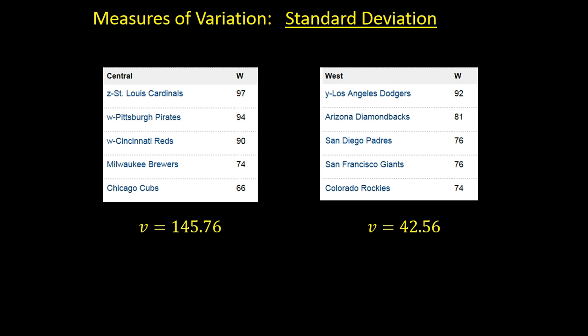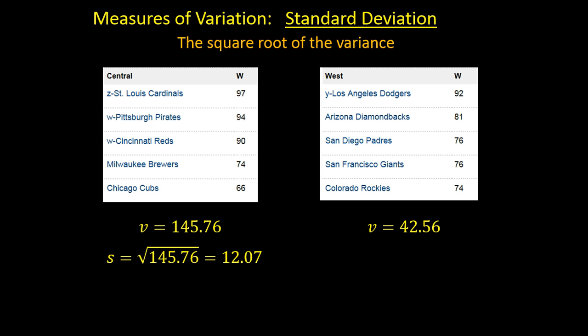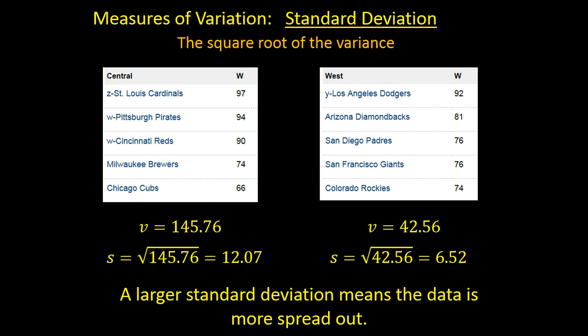But we can go a little bit further with this. We can find another measure of variation called the standard deviation. Now the standard deviation is simply the square root of the variance. So in this case, for the Central Division, the standard deviation is 12.07 and the West Division is 6.52. Once again, the larger the standard deviation, the larger the data values are spread from the center. So we can tell just by looking at the standard deviation whether our data tended to be kind of clustered more closely together or whether it was spread apart.